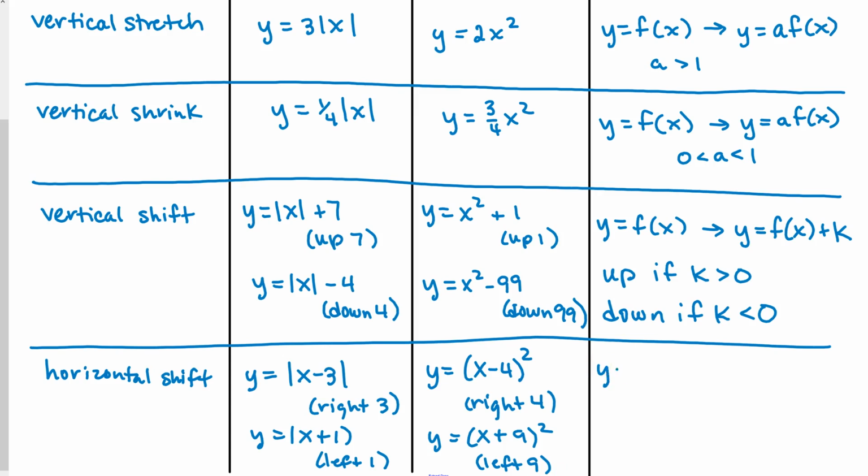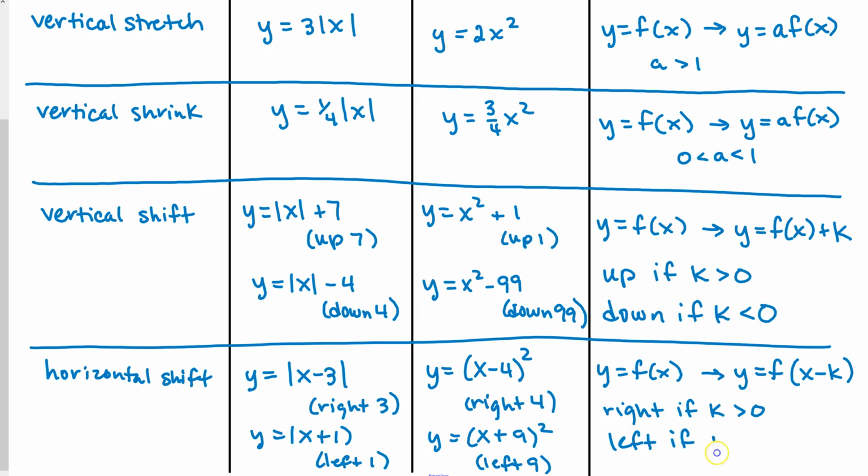So in general, we'll say that y equals f of x changes to y equals f of x minus k. Notice I put the k in the parentheses, so inside the function. It's going to be right if k is greater than 0, because I subtracted a positive, like x minus 3, x minus 4. And it's going to be left if k is less than 0. So we're subtracting a negative, like x minus negative 2. That would look like x plus 2.